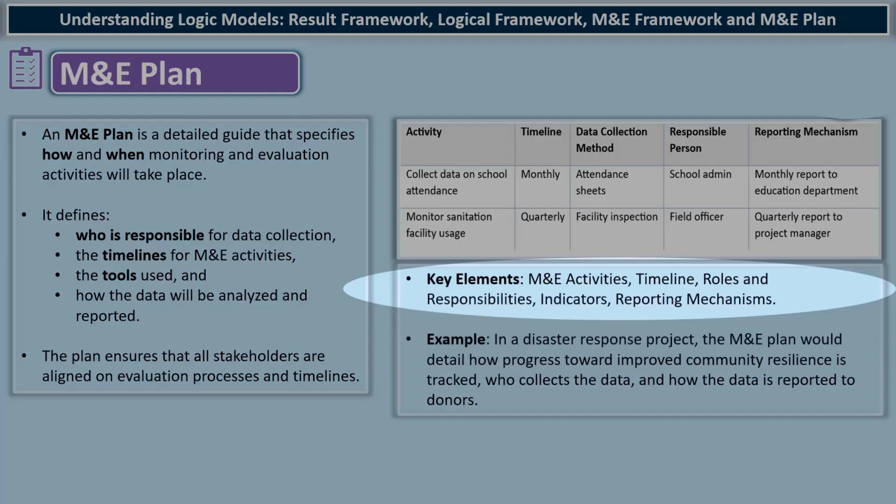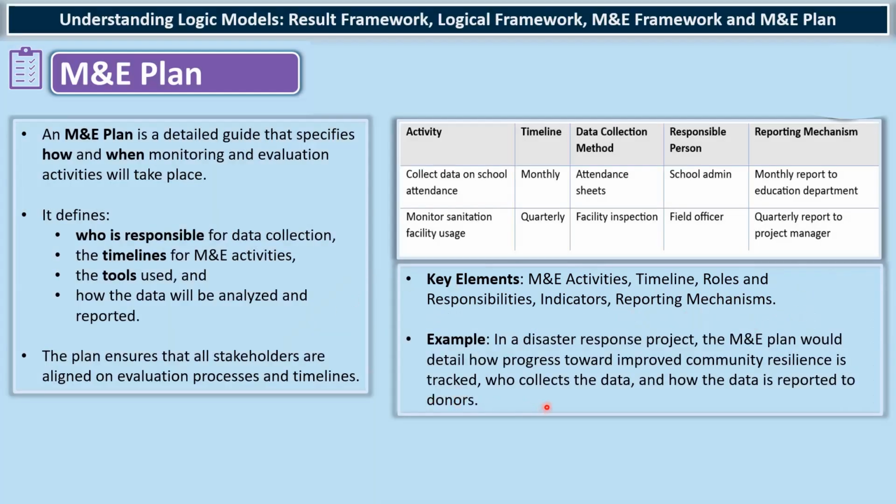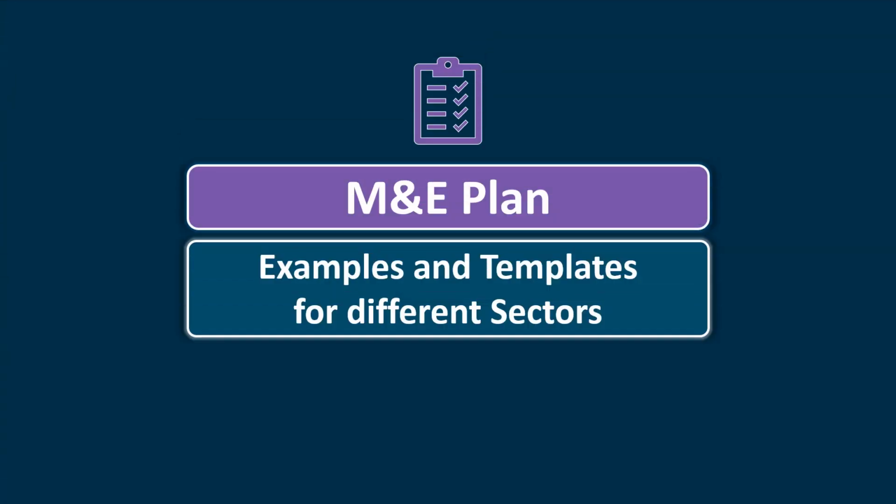The key elements of an M&E plan are M&E activities, timeline, roles and responsibilities, indicators, and reporting mechanism. For example, in a disaster response project, the M&E plan would detail how progress towards improved community resilience is tracked, who collects the data, and how the data is reported to donors. Let's discuss examples and templates for different sectors.